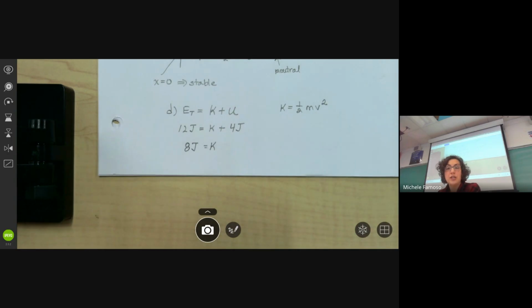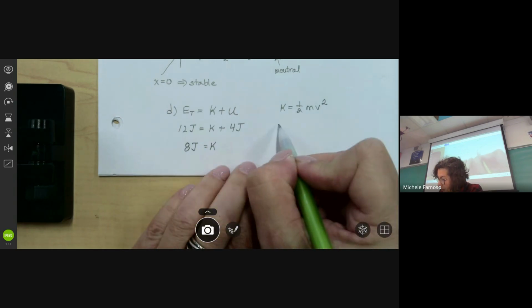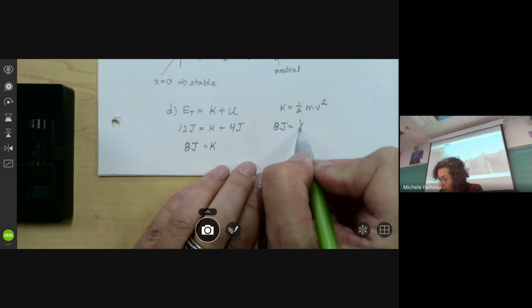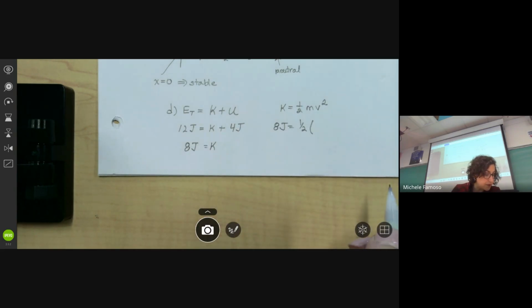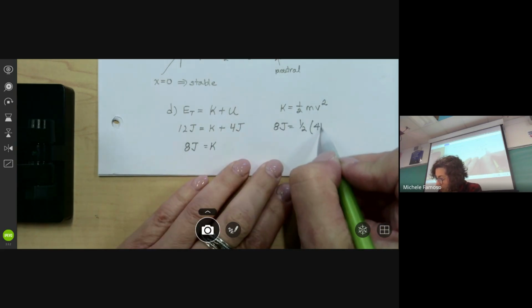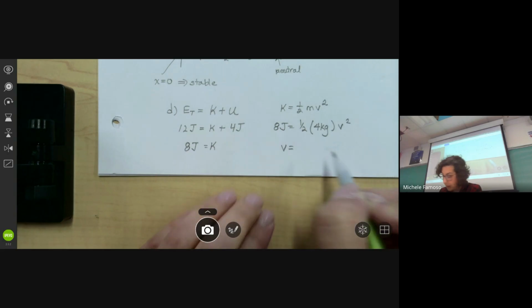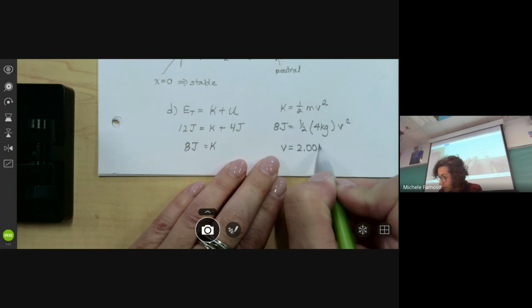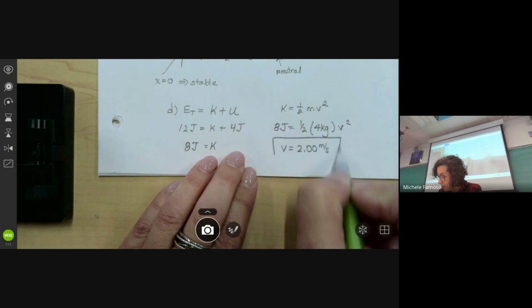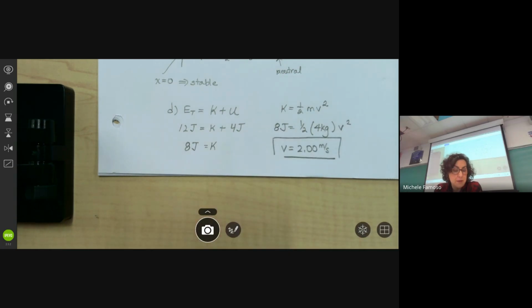Because kinetic energy is 1/2 mv squared. So 8 joules would be 1/2 of the mass given in this question, which is 4 kilograms, times that speed squared. So if you solve that for the speed, you're going to get 2.00 meters per second. And that's how that's done. Okay?